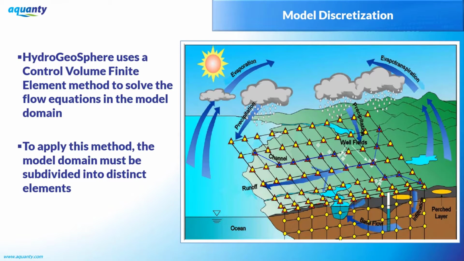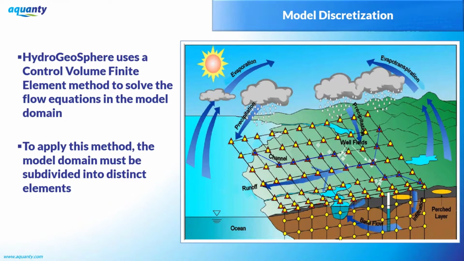So to start off our conversation today, we're going to go back to the basics and discuss a bit about model discretization. HydroGeoSphere uses a control volume finite element method to solve the flow equations in the model domain. This means that we need to subdivide the model domain into distinct elements in order to solve the equations. This act of splitting up the model domain into elements is what we're referring to when we talk about model discretization. You will often hear this referred to as creating a grid or a mesh to represent the model domain.